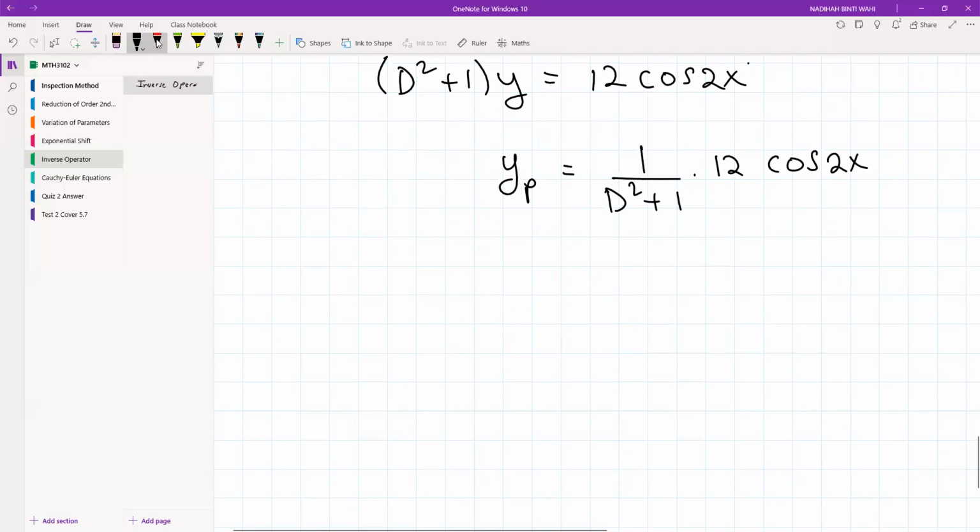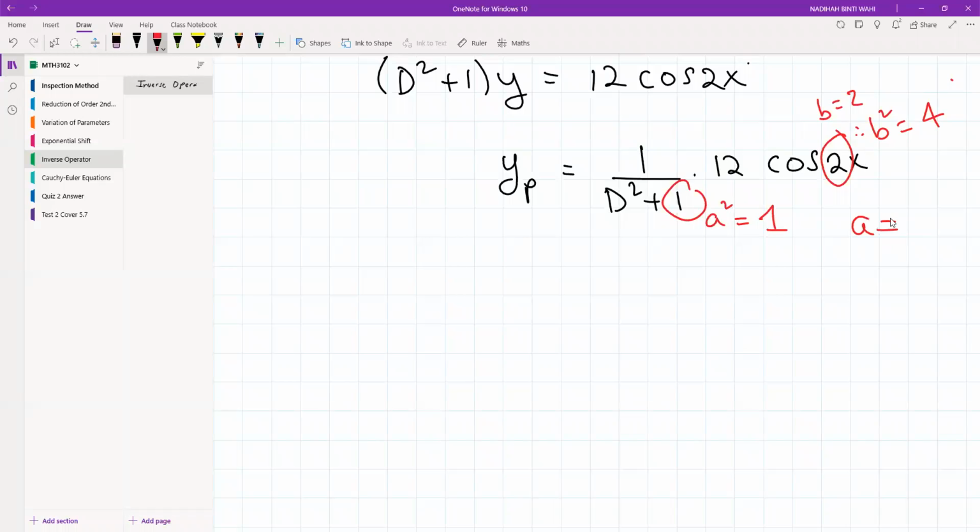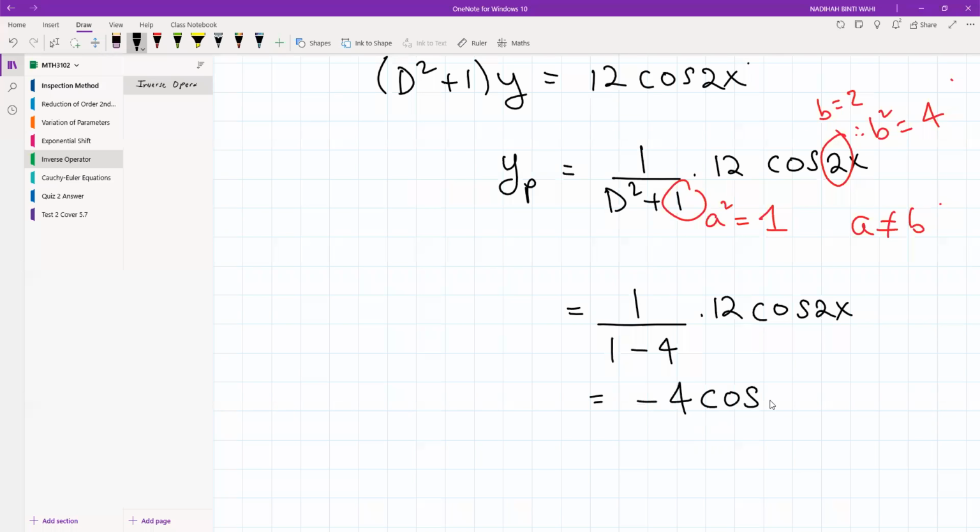Okay, so dalam case ni a squared sama dengan 1. And then b is 2. So therefore b kuasa 2 sama dengan 4. So A tak sama dengan B. Saya boleh teruskan kepada direct substitution. So dia akan jadi 1 per A kuasa 2, 1 tolak 4 darab dengan 12 cosine 2x. So this is just 12 bagi 3, 12 bagi 3 minus 4 cosine of 2x.